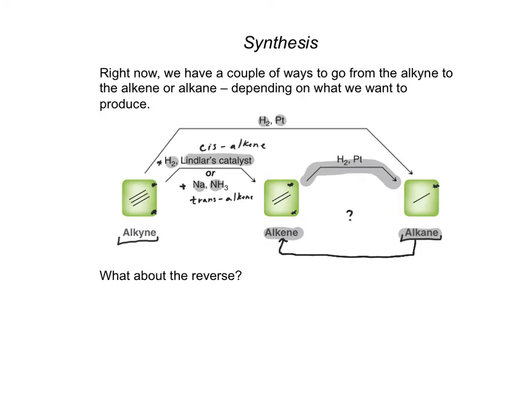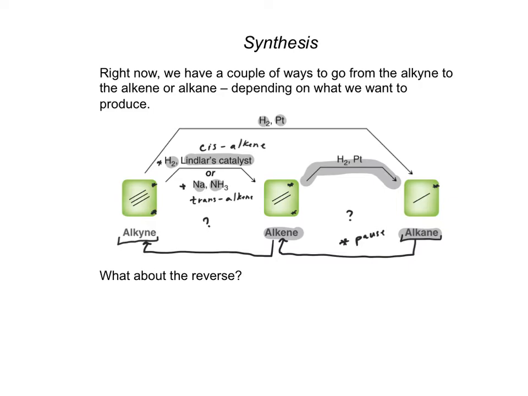This is a big question. Can we synthetically do that? Second, can we take an alkane and make an alkyne? Or more importantly, can we take an alkene and make an alkyne? The answer is yes, but it's a qualified yes in that we don't know the reactions yet. We will be able to in the next chapter, so we're going to put this one on pause.